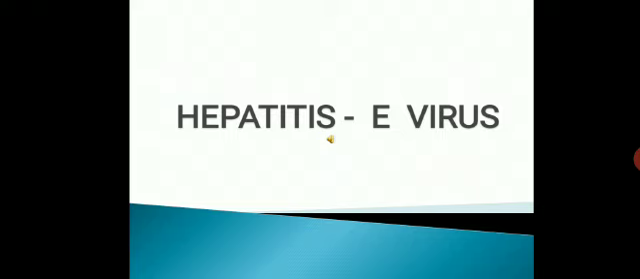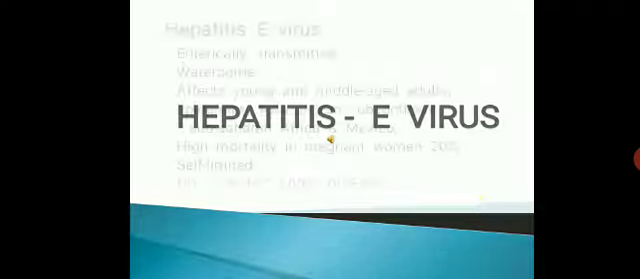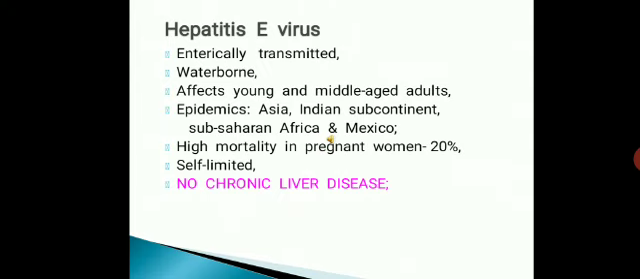Now, hepatitis E virus. Hepatitis E virus is almost similar to the A virus, except that if it occurs in a pregnant female, it can have a deadly course. It is transmitted enterically. It is a waterborne virus. It affects young and middle-aged adults. It is mainly present in Asia and the Indian subcontinent, sub-Saharan Africa and Mexico. In pregnant women, if this occurs, the mortality rate is high, 20% mortality can occur.